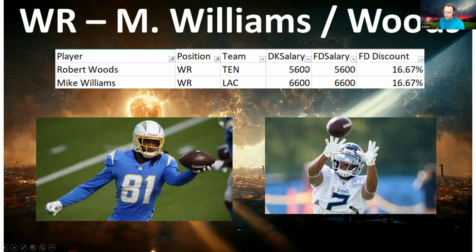And then Robert Woods, I feel like this is actually a fair price. Obviously, some uncertainty with, is he going to be the wide receiver one? Is he going to be okay coming off the ACL, et cetera? But if all those things check out, this is a really, really good price. And you can get a sneaky player at a very low price with 20, 30 point upside easily, even in FanDuel.